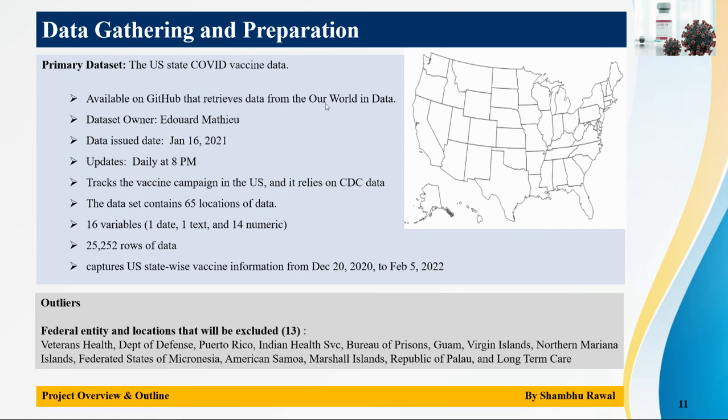The US state COVID-19 vaccine data is my primary data set, which is available in GitHub and retrieves from Our World in Data. Edouard Mathieu is the dataset owner. The dataset was issued on January 16, 2021, and updates daily at 8 p.m. It tracks the vaccination campaign in the US and relies on CDC data. It has 65 locations and 16 variables: one date, one text, and 14 numeric. It has 25,252 rows of data, capturing vaccine information from December 20, 2020 to February 5, 2022. There are some outliers: 13 federal entities and locations which I will exclude from the analysis because I'm comparing only states.